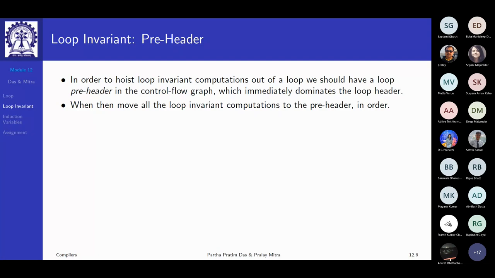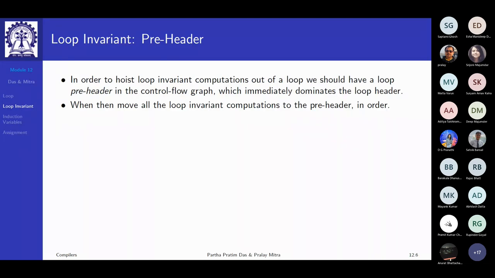Pre-header may exist or may not exist in the control flow graph that you have. In either case, pre-header is a kind of a block or a group of statements which immediately dominates the loop header. So which basically says that you cannot get into the loop without crossing the pre-header. So if you have that, then your loop invariant computations can be moved to the pre-header in order, right? So that's the basic concept. So a very simple concept.